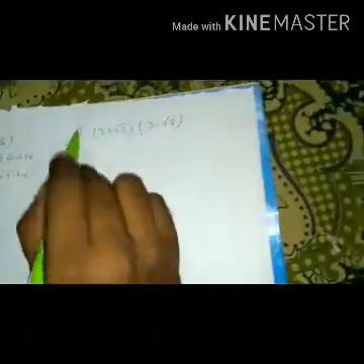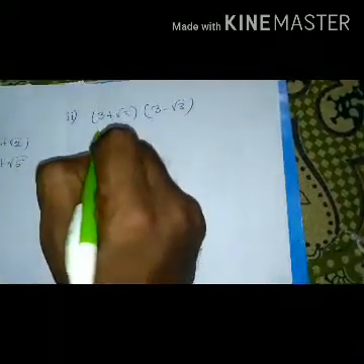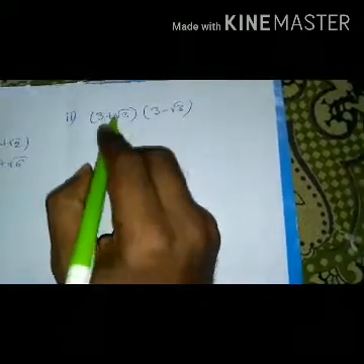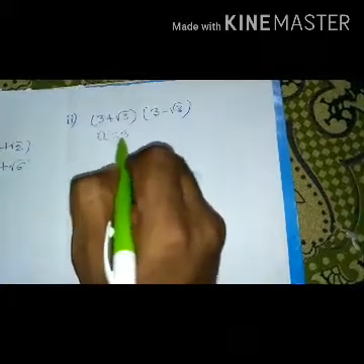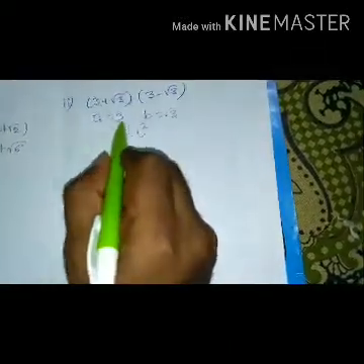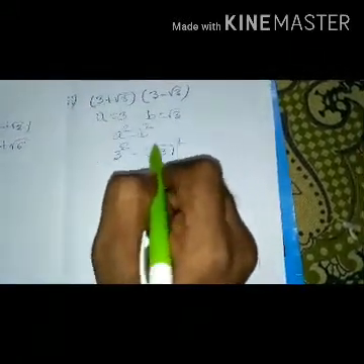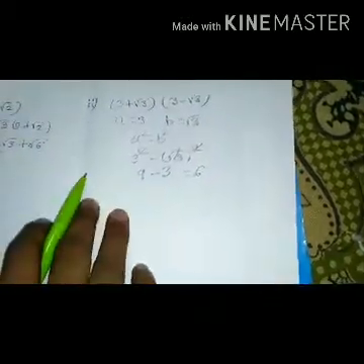Next, (3 + √3)(3 − √3). It is in the form of (a + b)(a − b), and we already know that its product is a² − b². Here a is equal to 3 and b is equal to √3, and we have the identity a² − b². The value of a² is 3 square, minus b² is (√3) square. So the root sign and square cancel. 3 square means 9, minus 3. 9 minus 3, its answer is 6.